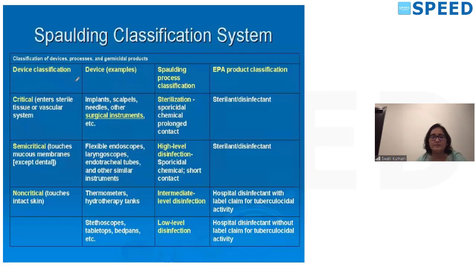Spaulding classification for devices: critical device, semi-critical device, and non-critical device. Critical devices are your implants, scalpels, and surgical instruments, where we use sterilization. Semi-critical devices, which are your endoscope, laryngoscope, and endotracheal tubes, we use high-level disinfectant, okay? And non-critical devices like your thermometer and bedpans, we use intermediate-level disinfectant. Stethoscope, we use low-level disinfectant.